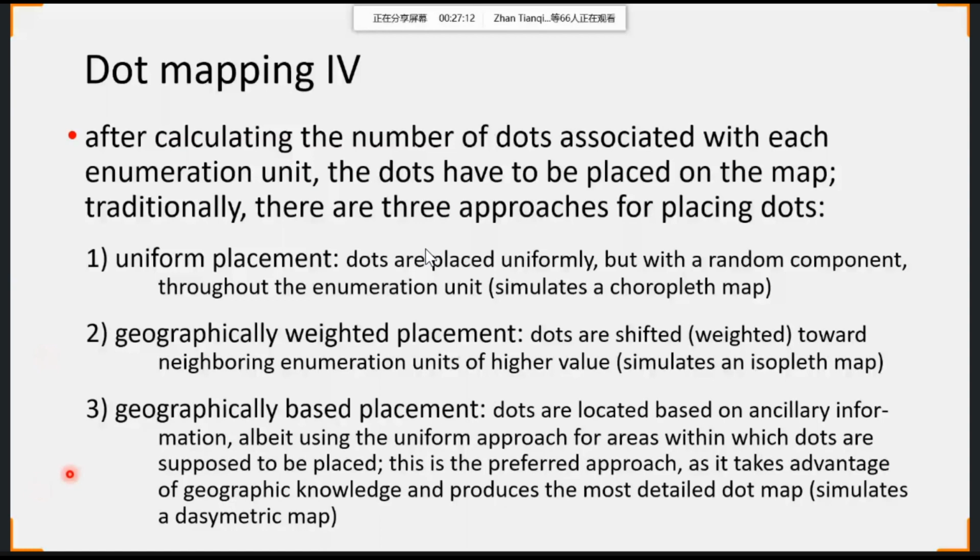Geographically based placement is the third one. Here dots are located based on ancillary information, albeit using the uniform approach for areas within which dots are supposed to be placed. This is the preferred approach as it takes advantage of geographic knowledge and produces the most detailed dot map. And this in fact simulates the just discussed dasymetric map.